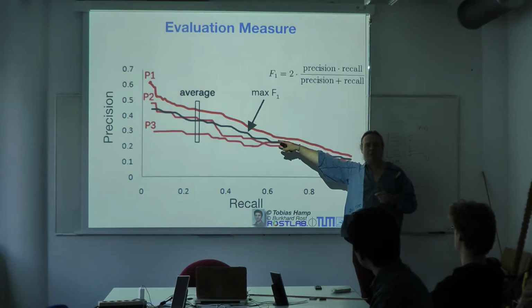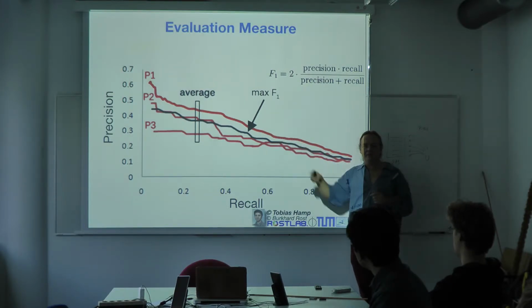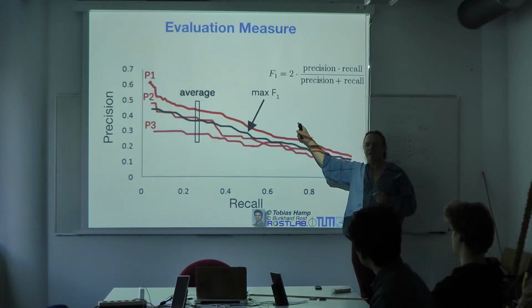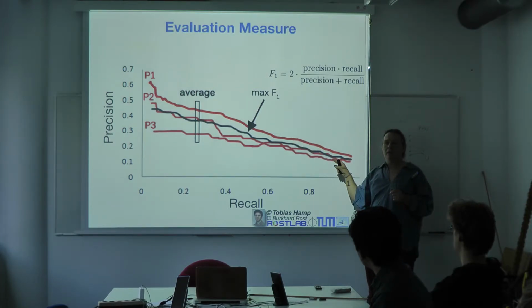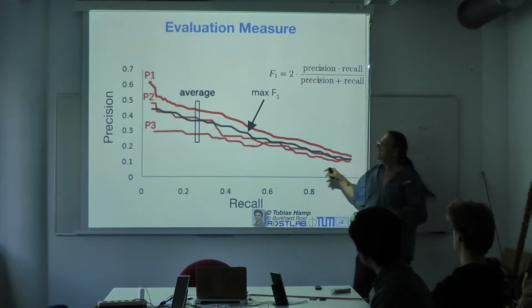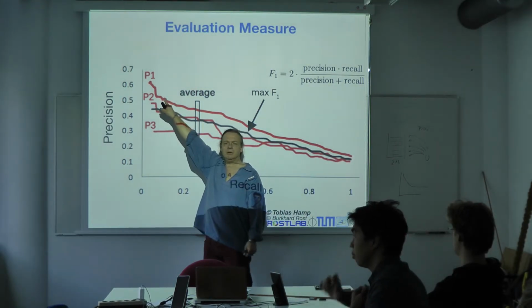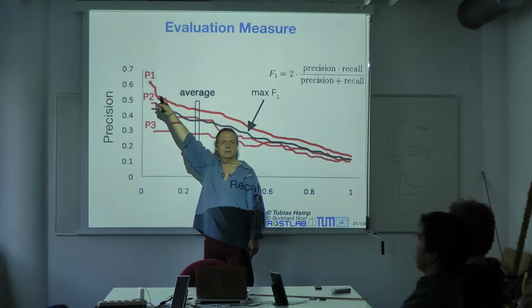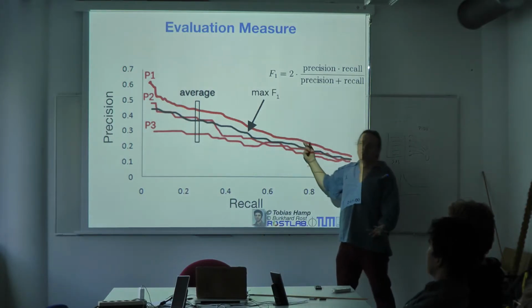So the black is the average over the 3 models. If somebody had only given one model, it would be whatever that model is. And I simply pick the point that gives the max F of all the points. So if you have a method that is really strong here, the max will be there. If you have a method that is strong here, the max will be here.